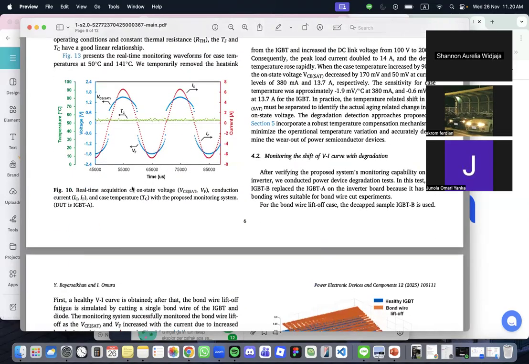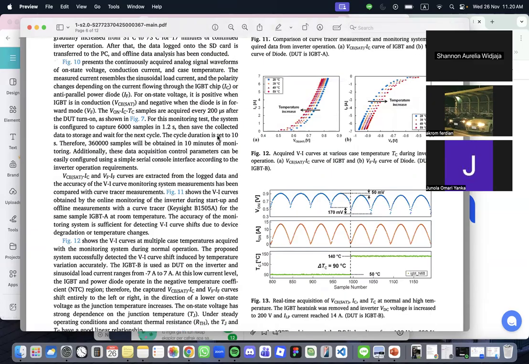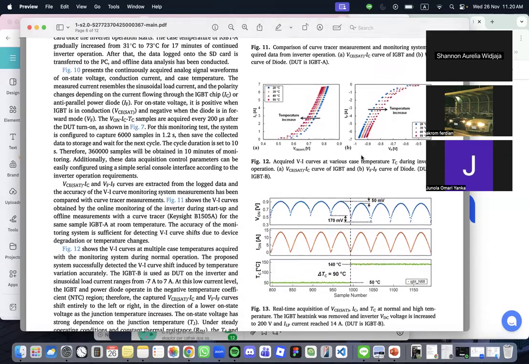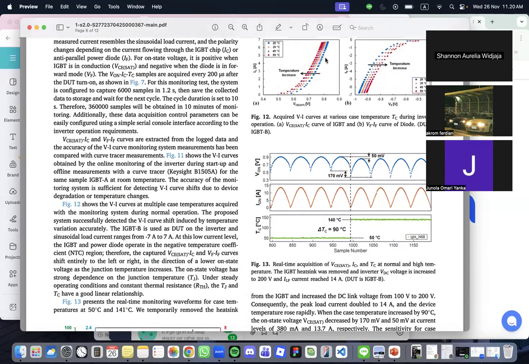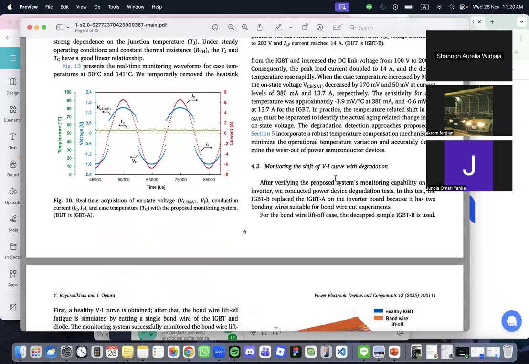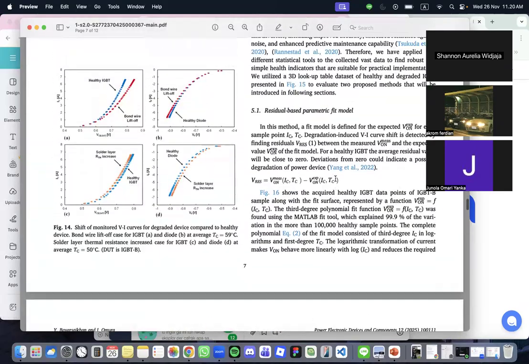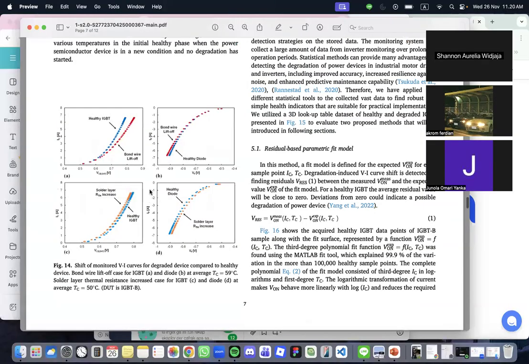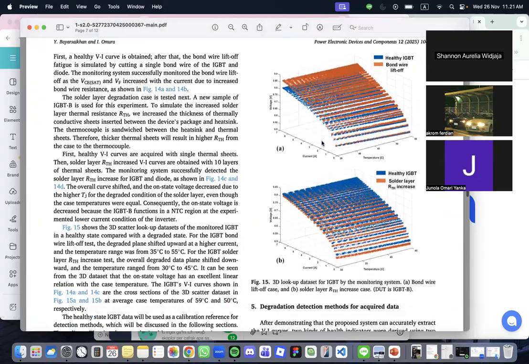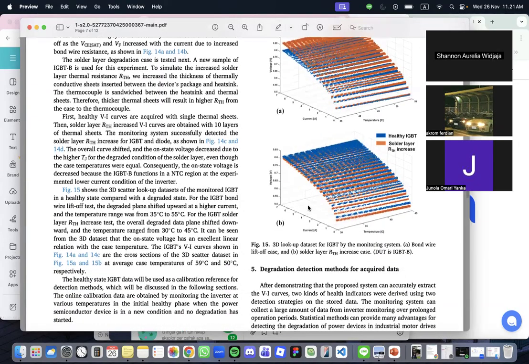This is another graph to show the real-time acquisition of on-state voltage. And then here we have the comparison for curve tracer measurement, and then another graph here and another graph here for the real-time acquisition. And then we have this other curve. This is for the monitored VI curve. We have this graph as well. This is the 3D lookup on the X, Y, and Z axis to show the monitoring system.